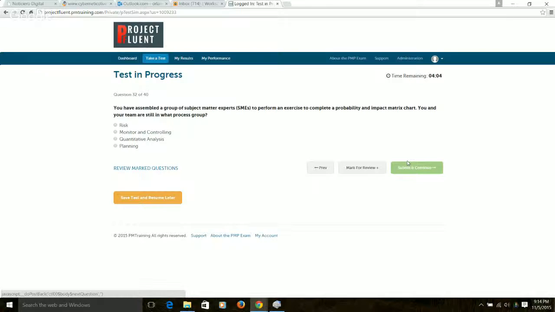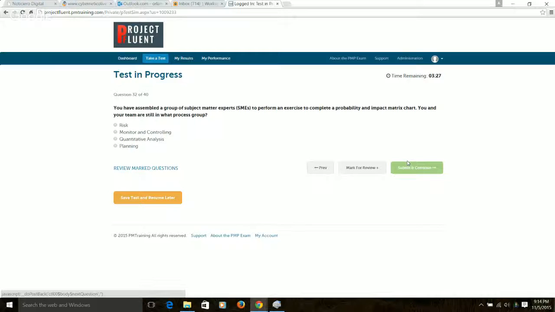32. You have assembled a group of subject matter experts to perform an exercise to complete a probability and impact matrix chart. You and your team are still in what process group? Risk, monitoring and controlling, quantitative analysis, or planning? Read the first sentence again. You have assembled a group of SMEs to perform an exercise to complete the probability and impact matrix chart. You and your team are still in what process group?